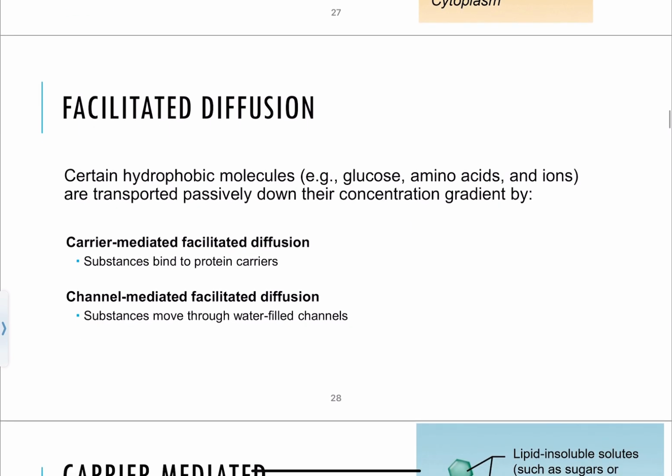Facilitated diffusion, again, these are things that are a little bit larger. They might have some hydrophobic areas. They're going to be needing facilitated diffusion, some sort of protein in order to allow it to cross. There are two types of facilitated diffusion. There is carrier-mediated and channel-mediated facilitated diffusion. If we're talking about carrier-mediated facilitated diffusion, that's where the substance or molecule is going to bind a protein carrier. If we're talking about channel-mediated facilitated diffusion, the substance is going to move through a channel that's typically filled with water.